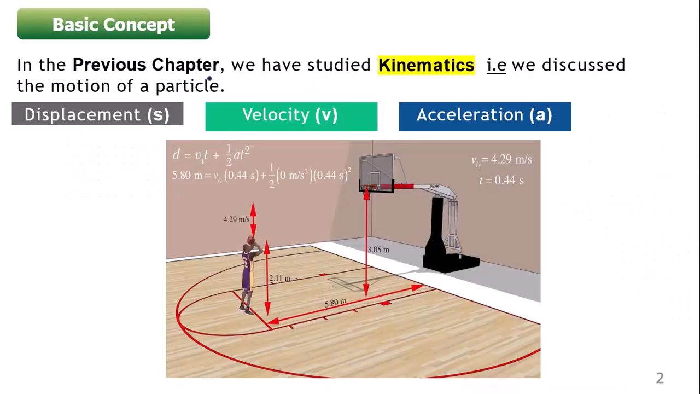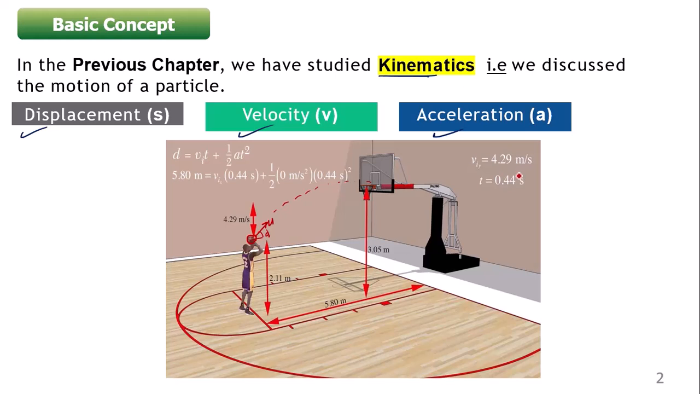In the previous chapter we have studied kinematics. Under kinematics we discuss displacement, velocity, acceleration, all those things. Suppose there was a particle being projected from this point with velocity u at an angle alpha. I know that the particle will travel a projectile path and ultimately it will have some velocity, some acceleration, and the displacement, all those things are calculated.